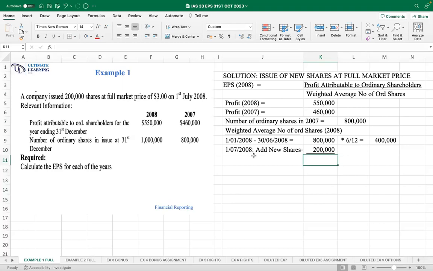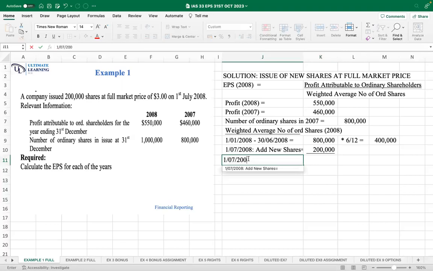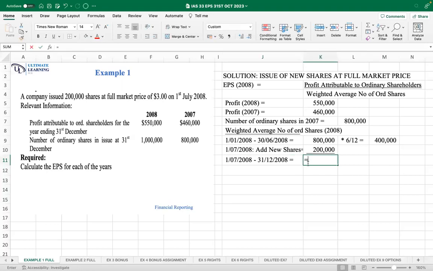After that date, in other words, from 1st July 2008 to 31st December 2008, we now had a total of 800,000 plus the new shares that were issued at the beginning of July. So we had 1 million shares. And that period is 6 months, from July to December.